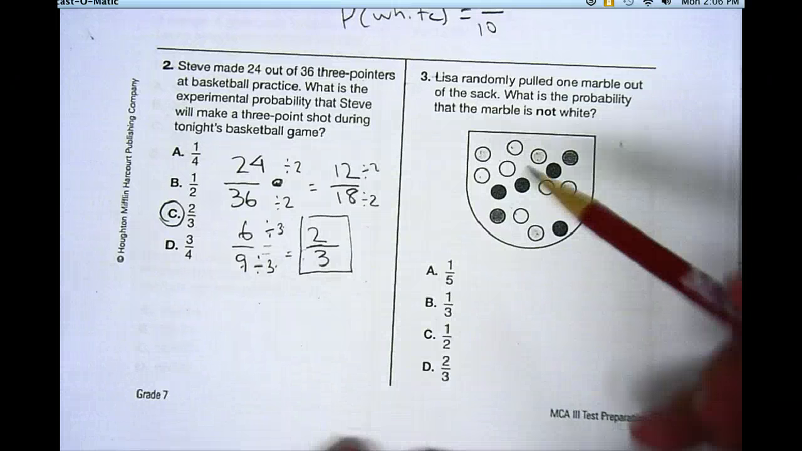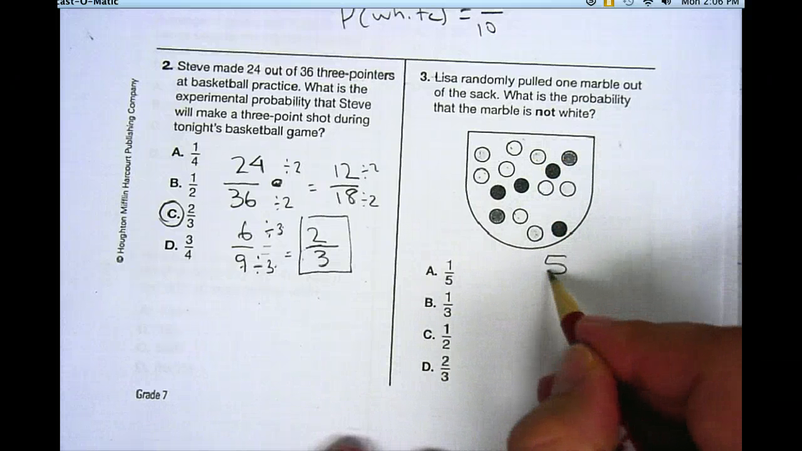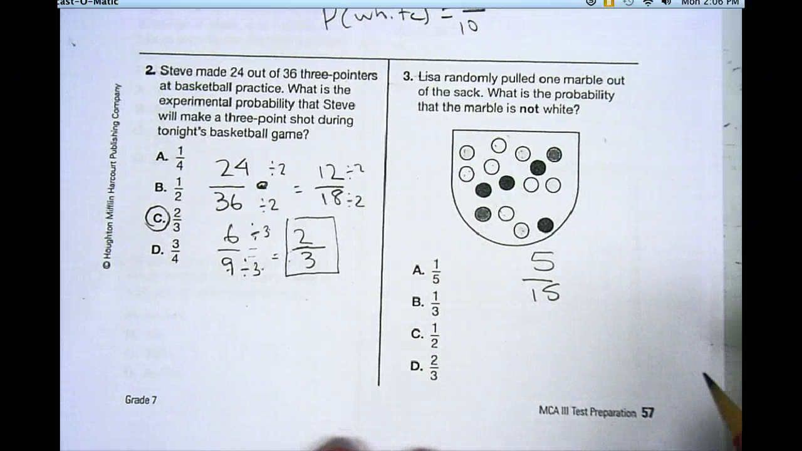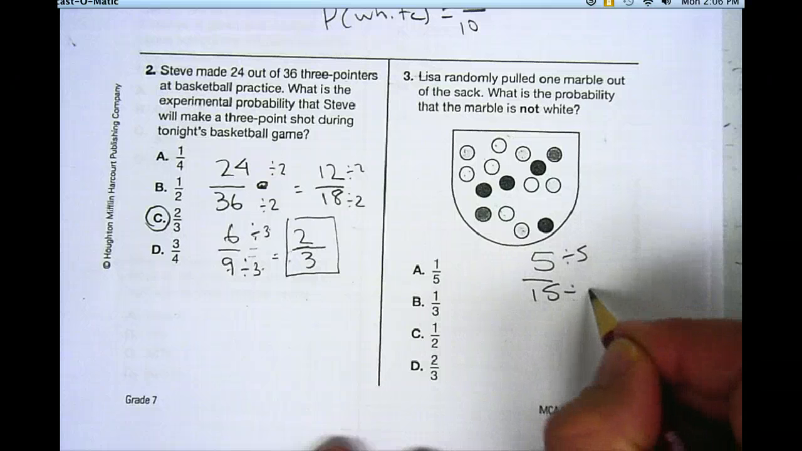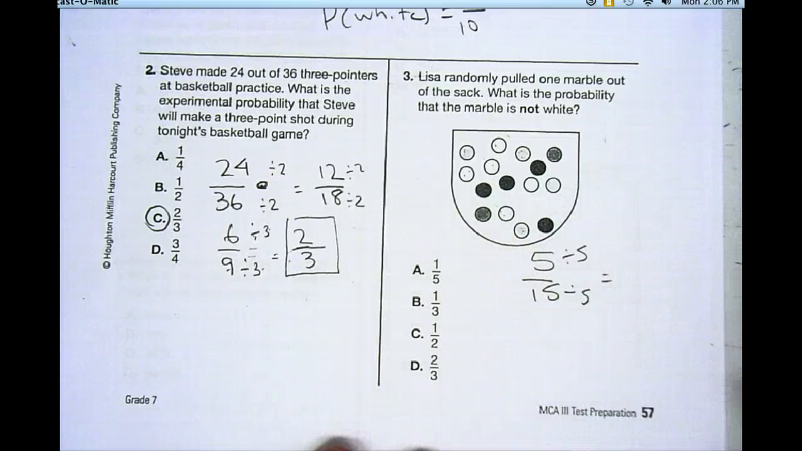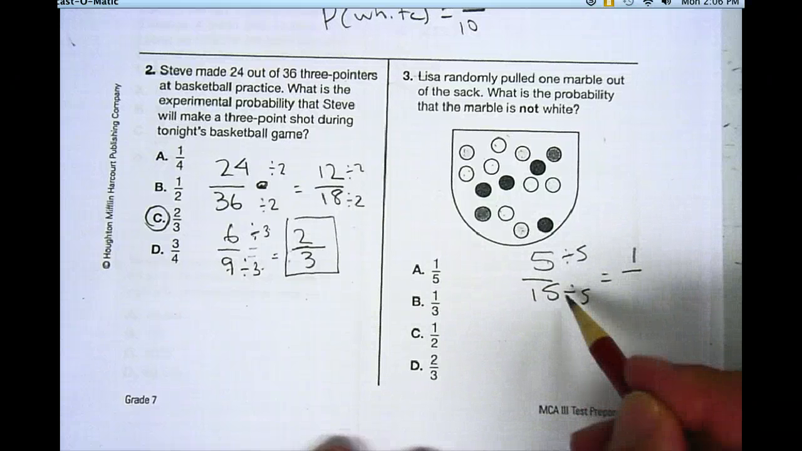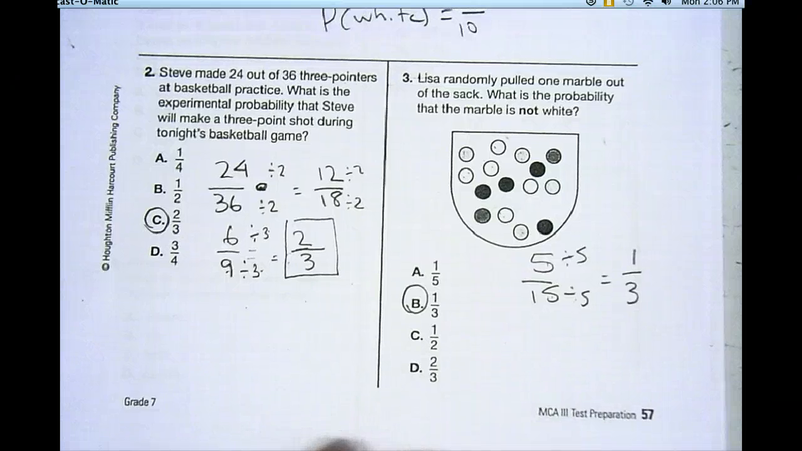So if I look at it carefully, I have 1, 2, 3, 4, 5 that are white. So 5 out of 15 are white. And then let's reduce it. Since they both end in a 5, I can divide them both by 5. Numbers that end in 5 or 0 are divisible by 5. So 5 divided by 5 is 1. 15 divided by 5 is 3. So it's going to be 1/3 for that one.